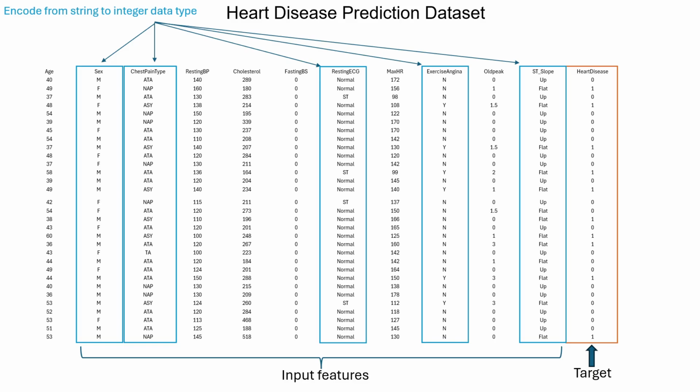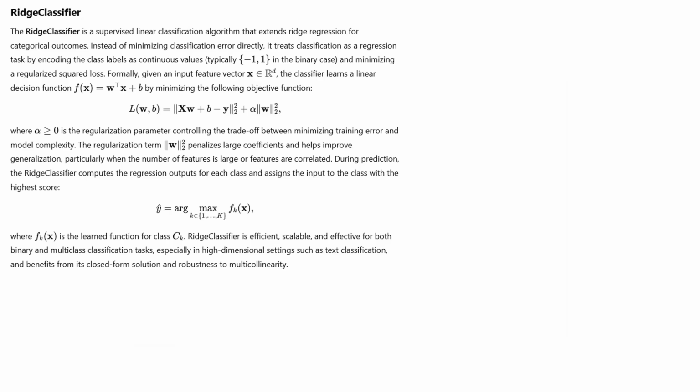Ridge Classifier is a linear classification algorithm that extends ridge regression to categorical targets by treating classification as a regression problem with L2 regularization. It minimizes the squared loss between the predicted and actual class labels, while penalizing large coefficients using an L2 norm term to reduce overfitting and handle multicollinearity. This makes it well suited for high-dimensional datasets and cases where input features are correlated.